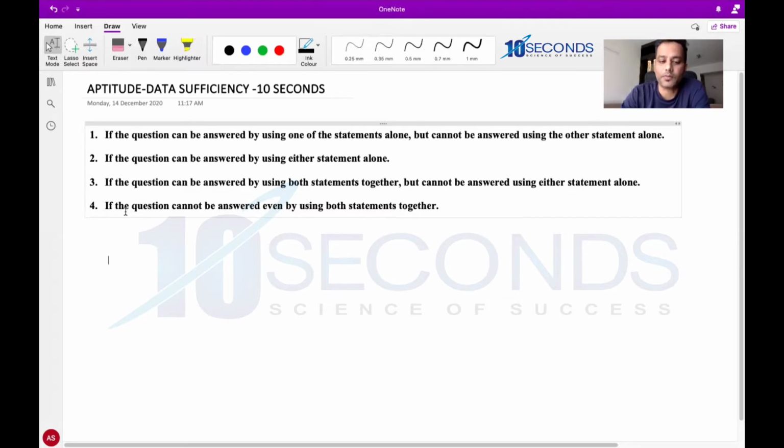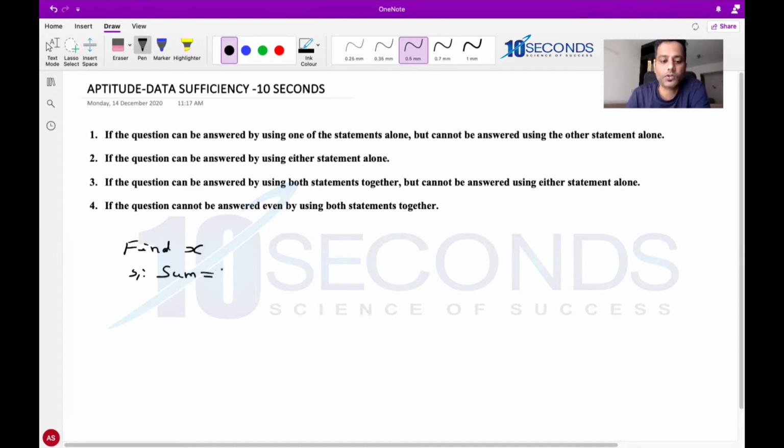Say, for example, the question is: find x. The two hints given are statement one and statement two. Say there are two numbers, x and y, and you need to find the x value. If you add those two numbers, you get 10, or x plus y equals 10. If you multiply them, the product equals 24.